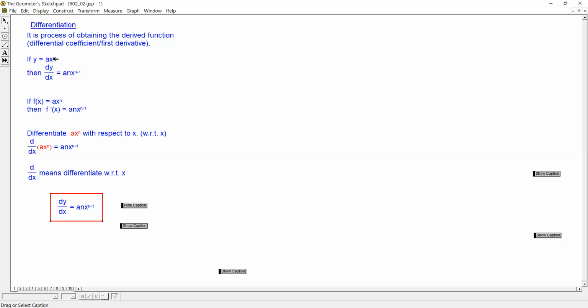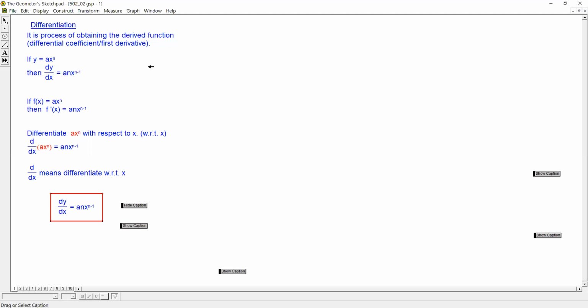Or in general, if you want to differentiate this function ax to the power of n, this number a in front here, you don't differentiate it. You just leave it, copy back the same. Then the index, the n, you put in front here. And the index here will be less by 1. So it becomes n minus 1.